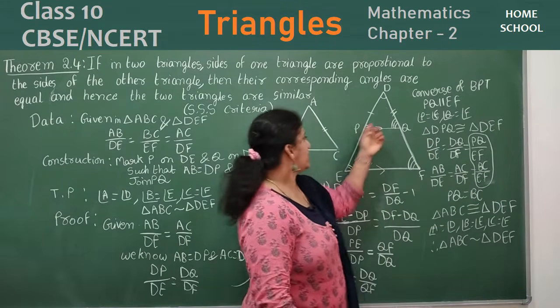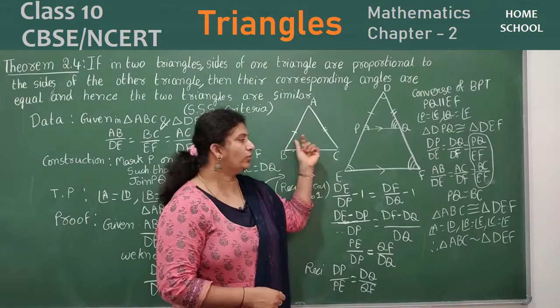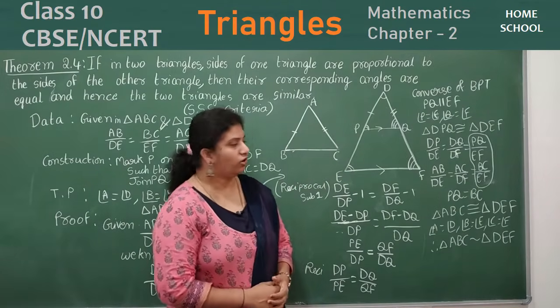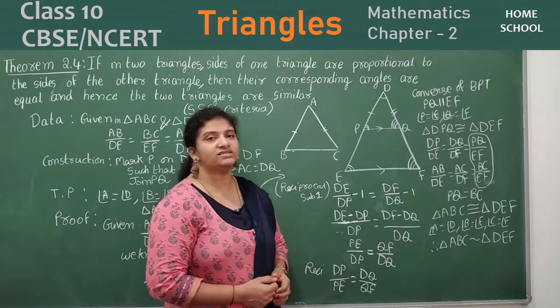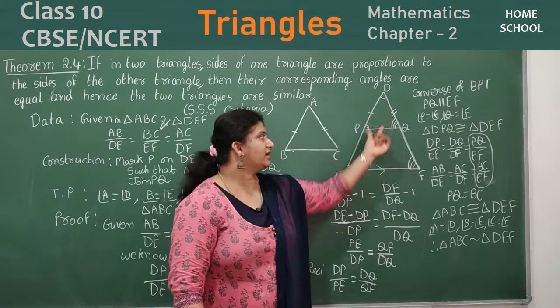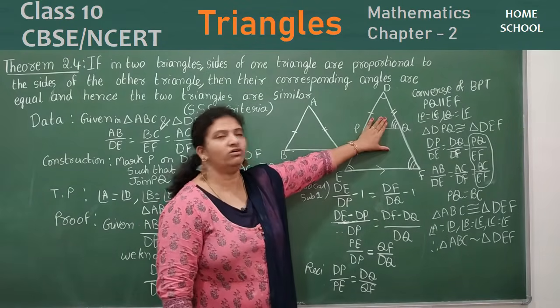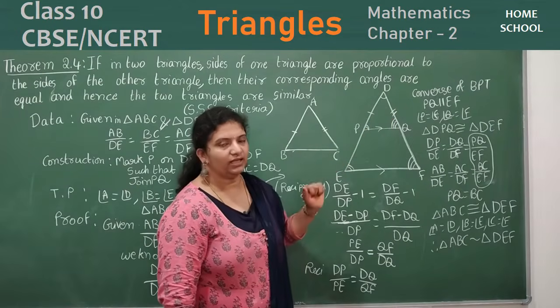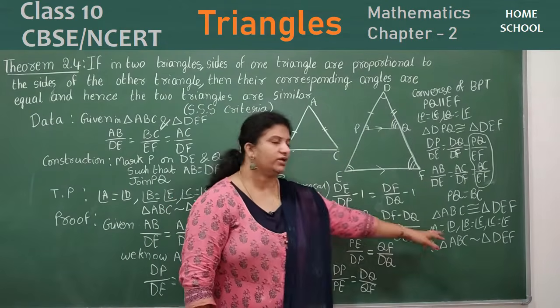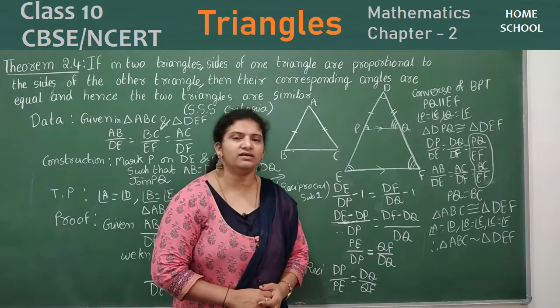If PQ is equal to BC, what can you say here, children? Then the two triangles are congruent. Which two triangles are congruent? The small triangle is congruent to this and this triangle is congruent to this. Finally, this triangle is congruent to this big triangle. Then when they are congruent, you can equate their angles and say the two triangles are similar.